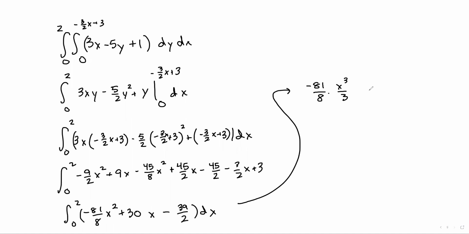So we got x cubed over 3, 15x squared, 39 halves x, 0 to 2. So it's going to be negative 81/8 times 8/3 plus, and then here we're going to have 60. And then 39 halves times 2 is going to be negative 39. These cancel.